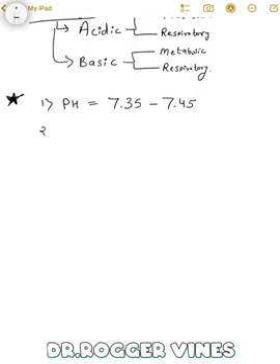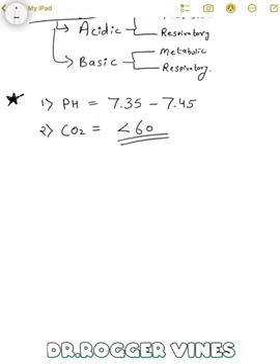Secondly, what you need to remember is the CO2 level in ABG. What is our normal CO2 level, the partial pressure of carbon dioxide in our blood? If you don't remember the exact value, we just need to remember that it should always be less than 60.